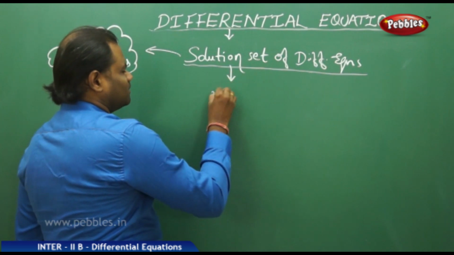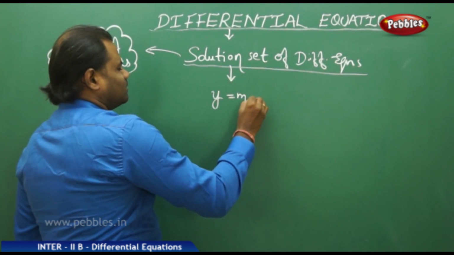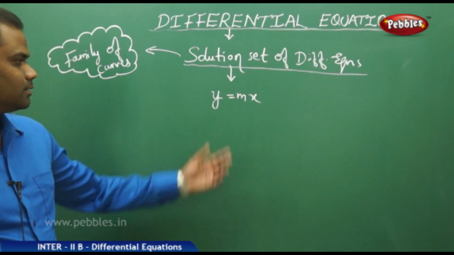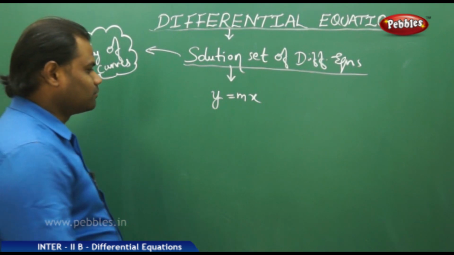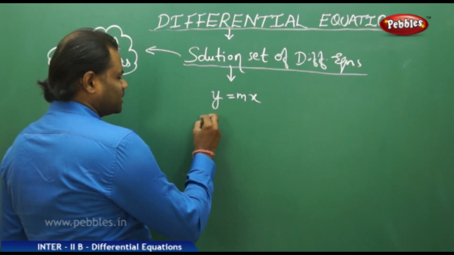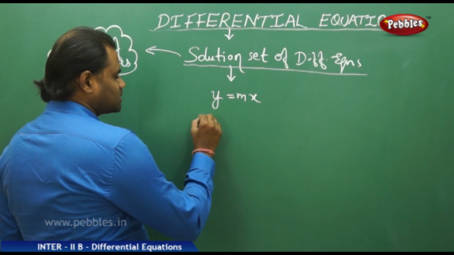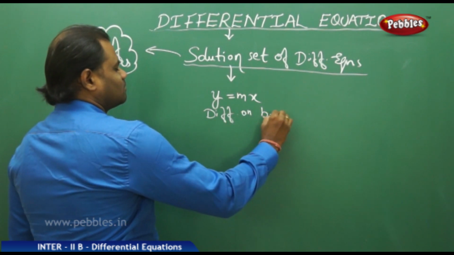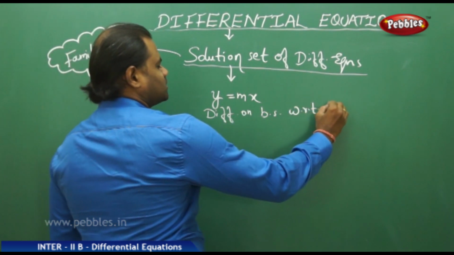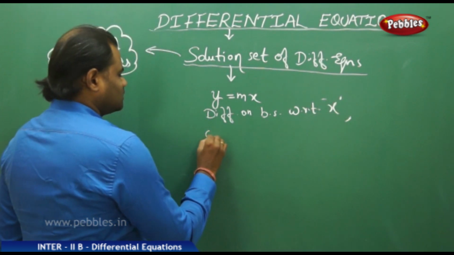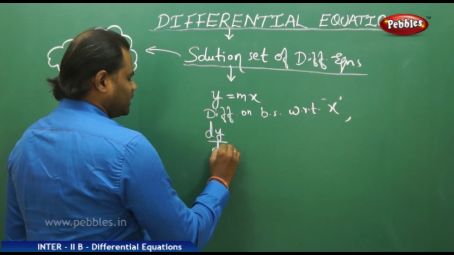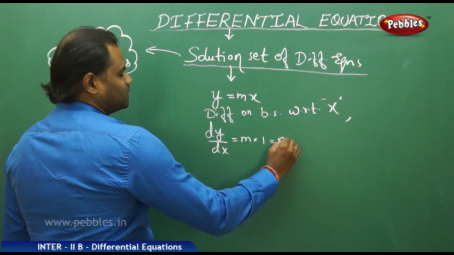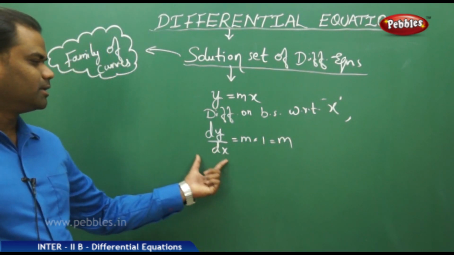For example, I take y equals mx, then the corresponding differential equation of this is obtained by differentiating on both sides with respect to x. We get dy by dx is m times d by dx of x, which is m. So dy by dx is m.